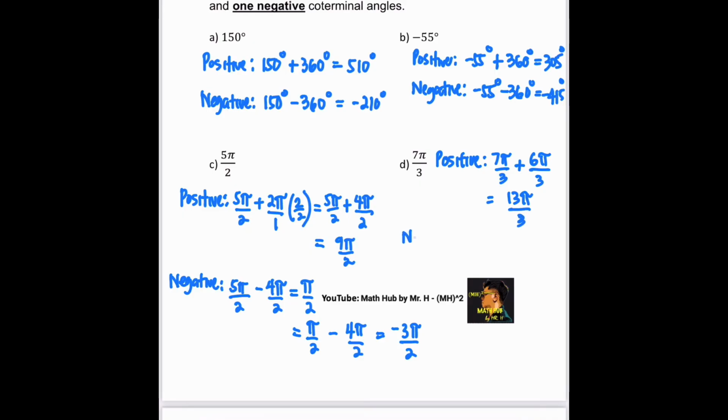And for the negative, we take 7 pi over 3 minus 6 pi over 3. As you can see, it's going to be pi over 3, which is not negative yet, right? So that means we need to do one more subtraction. So pi over 3 minus 6 pi over 3 will be equal to negative 5 pi over 3. Right? So let me highlight all the answers here.